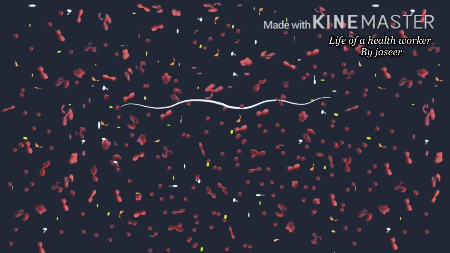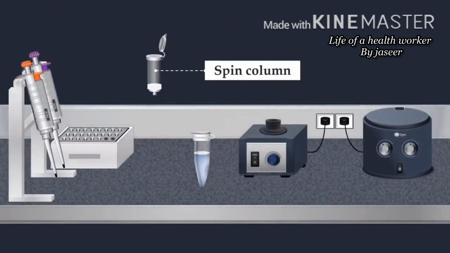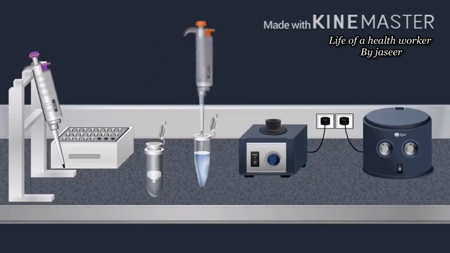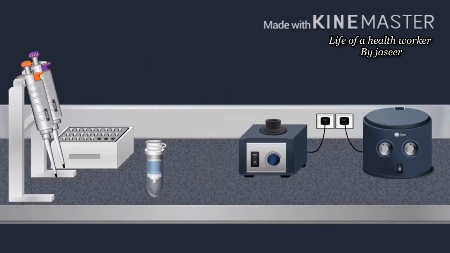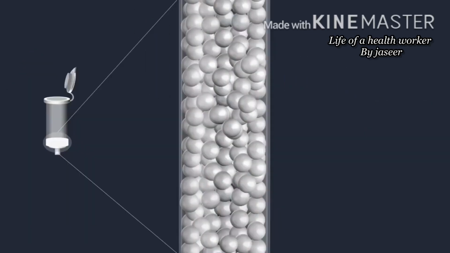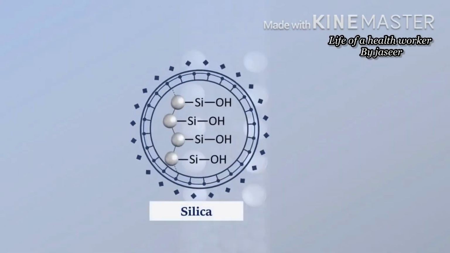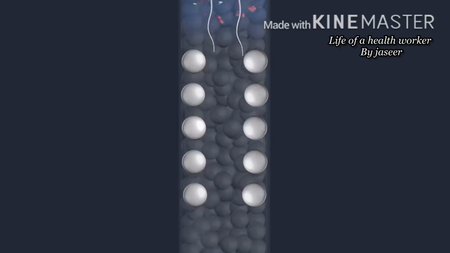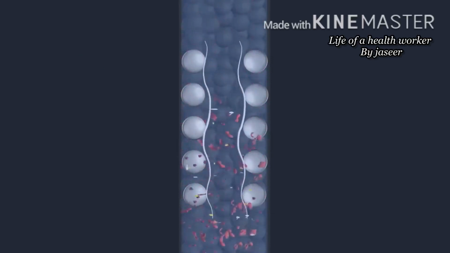Once the sample is lysed, a purification procedure is carried out using a spin column. The sample is loaded onto the spin column. Then a centrifugation is performed. This procedure is a solid phase extraction method in which the stationary phase consists of a silica matrix. Under optimal salt and pH conditions, RNA molecules bind to the silica gel membrane, and at the same time, protein and other contaminants are not retained.